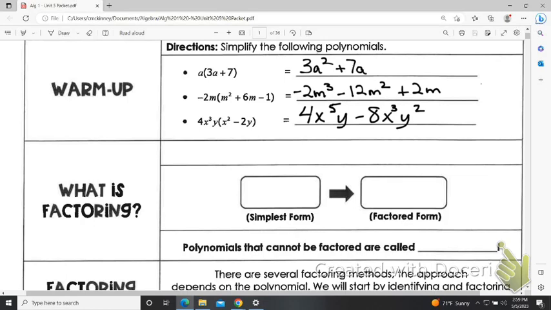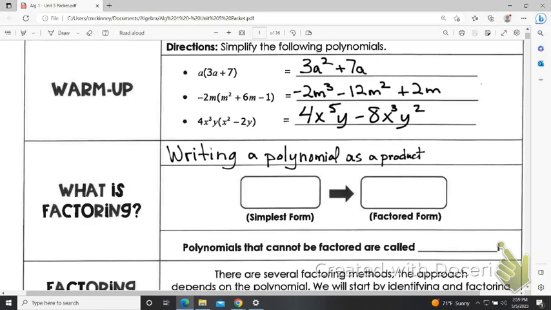So when we talk about factoring, we are going to be writing a polynomial as a product. So in other words, we're going to be writing it in what we call factors. Factors are the things that multiply together to get a product.